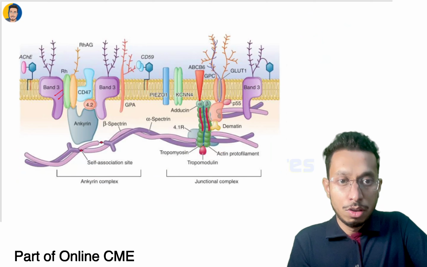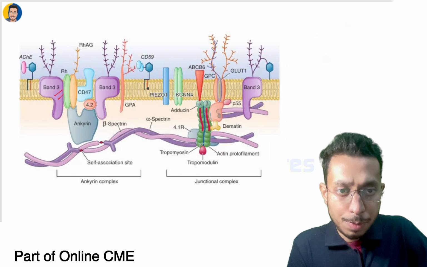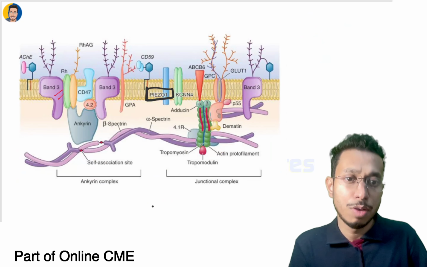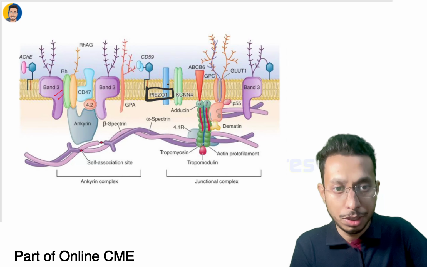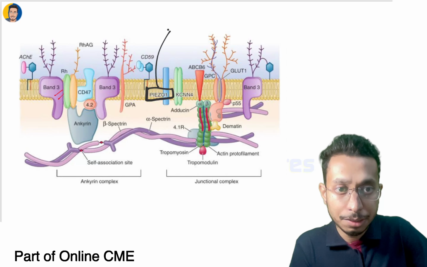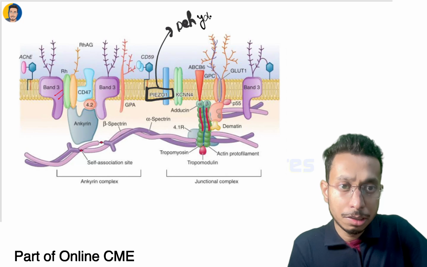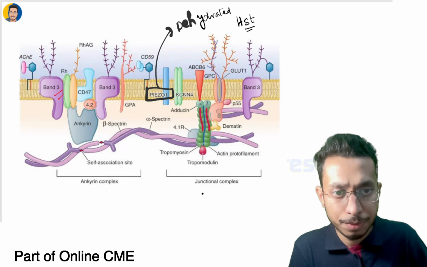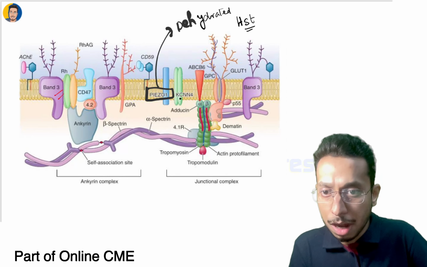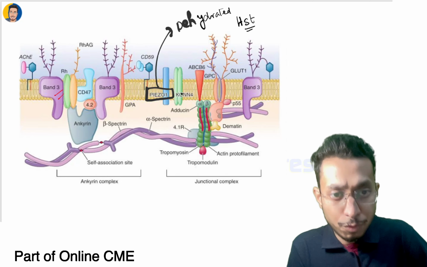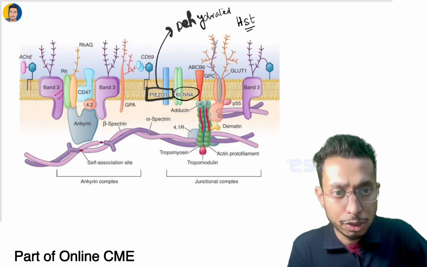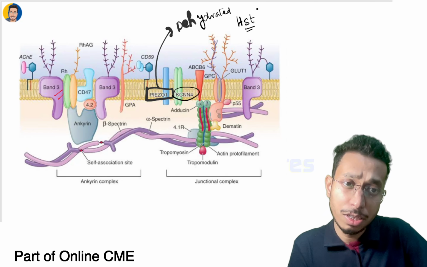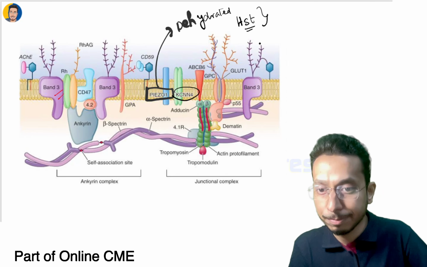So what have we learned now? We have learned regarding this piezo1 moiety. It is associated with dehydrated hereditary stomatocytosis. ST is for stomatocytosis, right? Then we have learned about KCNN4. KCNN4 also causes dehydrated hereditary stomatocytosis. Both of these are associated with pseudohyperkalemia.